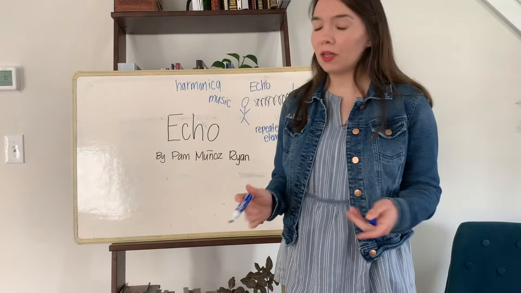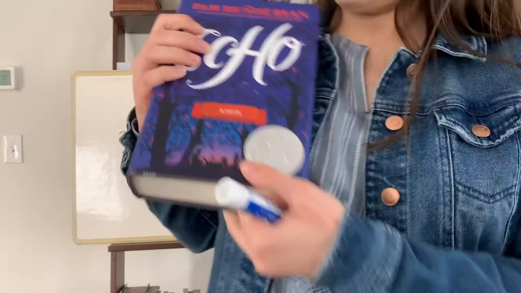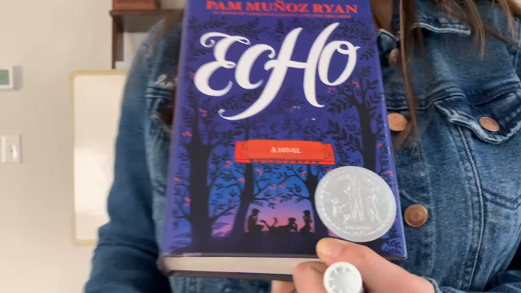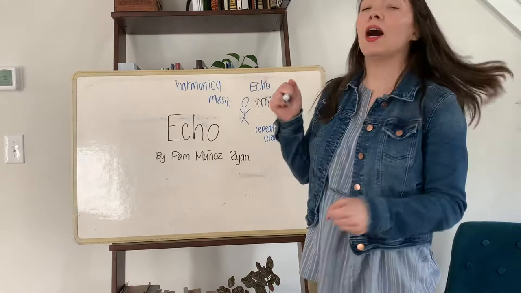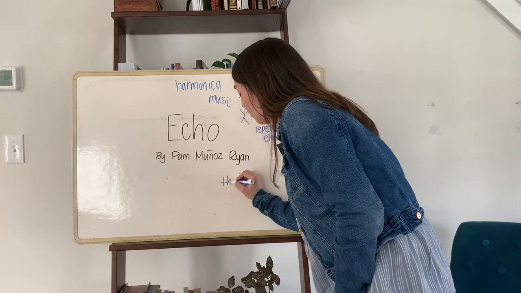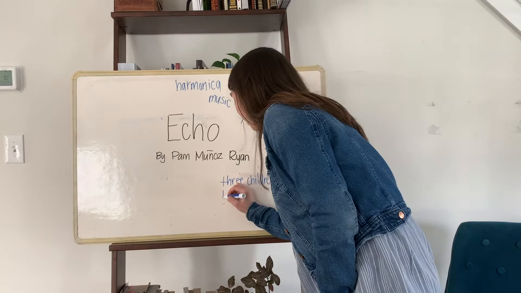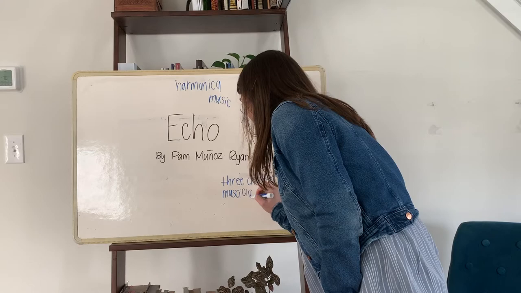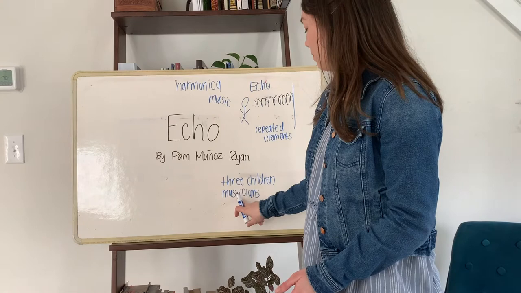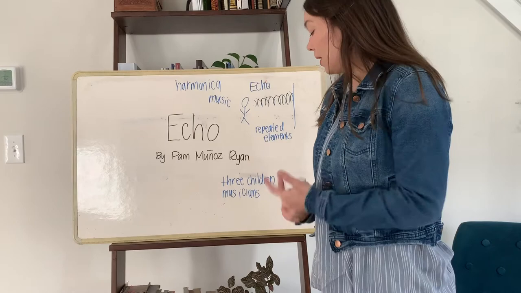My inference is further supported by this part of the illustration right here, where there are three children playing what looks like harmonicas to me at the bottom. So I'm going to write three children, and I might write musicians. Musicians. Nope, that's wrong. There we go. Musicians, up on the board.